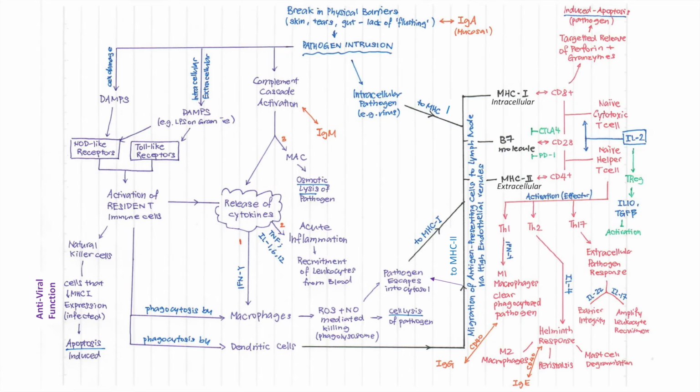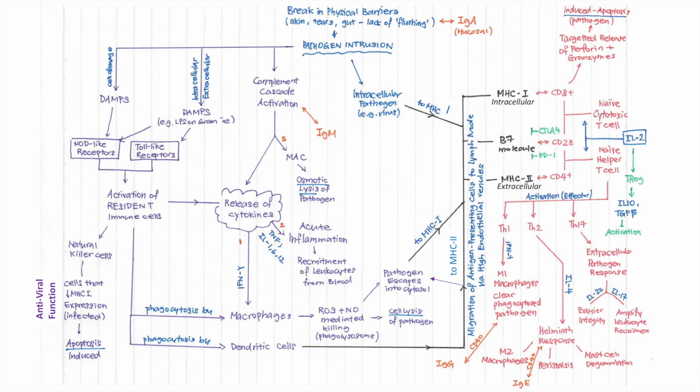This slide shows you a very nice overview of all the activities and the mediators that are involved in the entire immune response to pathogen intrusion. So we'll start from the top. Pathogen intrusion always begins when there's a break in physical barriers, and the main concept is that whether it is our skin, our tears, or our gut, there's always some kind of flushing activity that takes place so that we can keep washing away any pathogens that may be stuck onto these mucosal or epithelial surfaces.